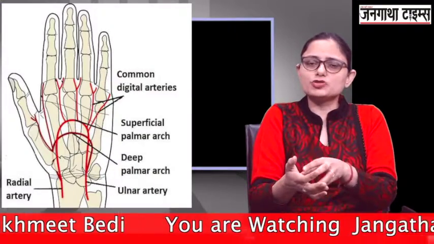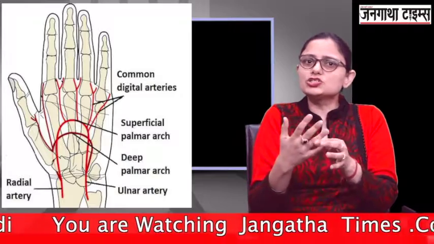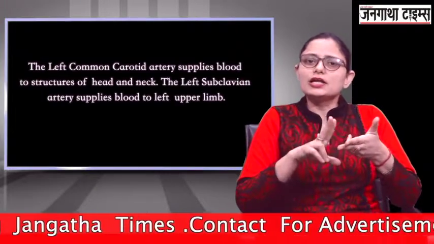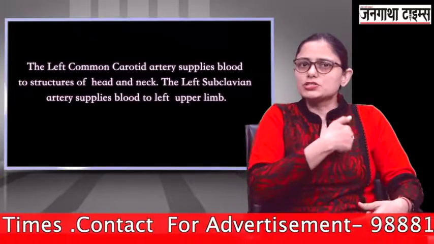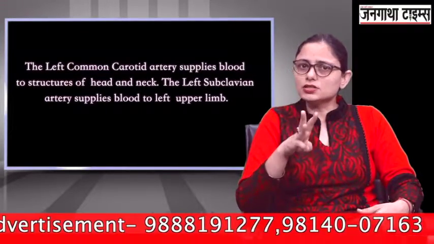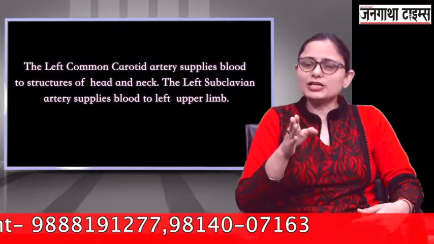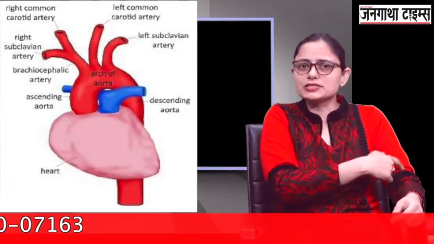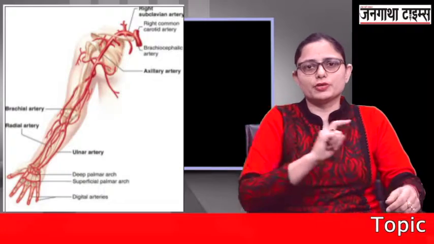These are examples of anastomosis also. Then digital arteries supplying the digits. The second branch is the left common carotid artery, which supplies the head and neck. And the third is the left subclavian artery, which is a direct branch from arch of aorta, and it supplies directly the left upper limb.